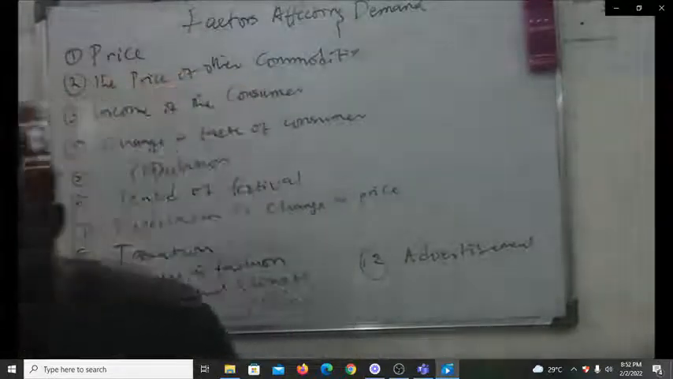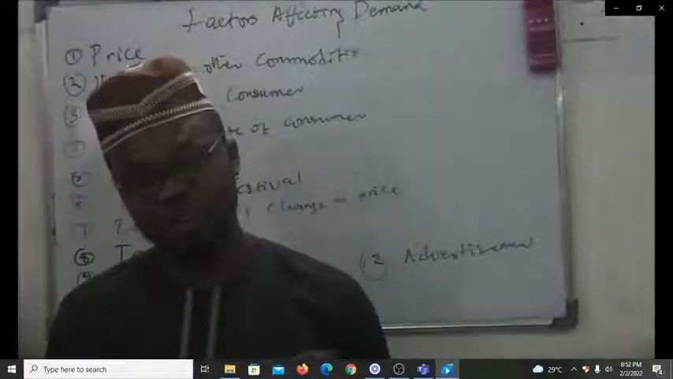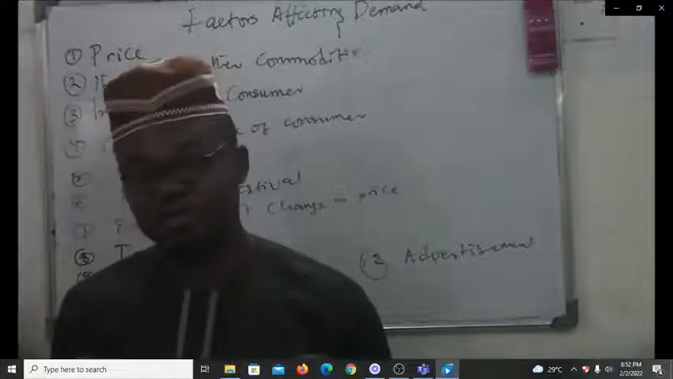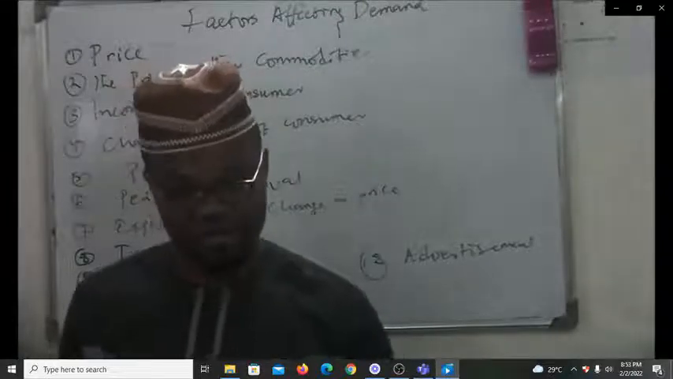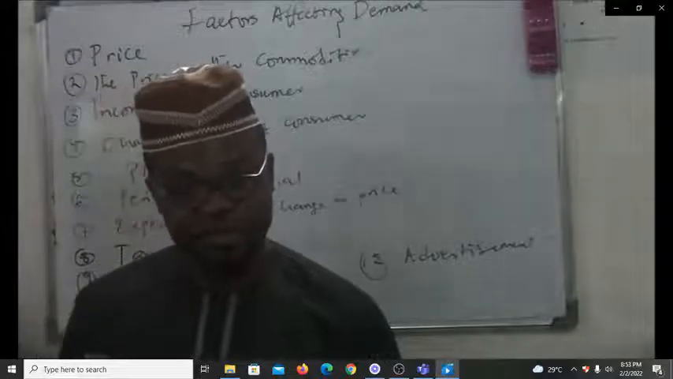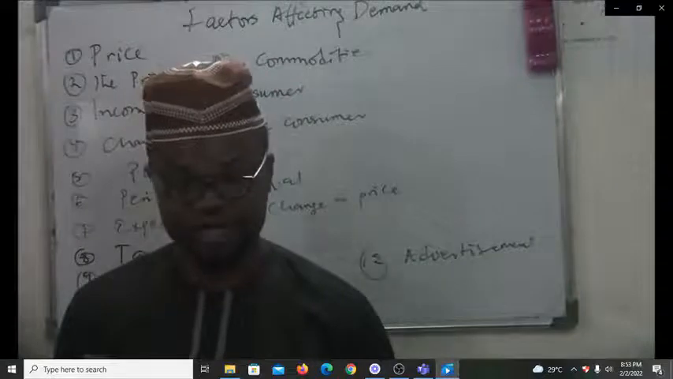If you find out that similar commodities, like you have Ovaltine, you have Milo, you have Bonvita, isn't it? You find out that they are selling Milo for 1,000 Naira, and it's Milo that you want to buy initially. But you now find out that other similar commodities to Milo, like Ovaltine and Bonvita, are being sold for 100 Naira. Which one will you buy?